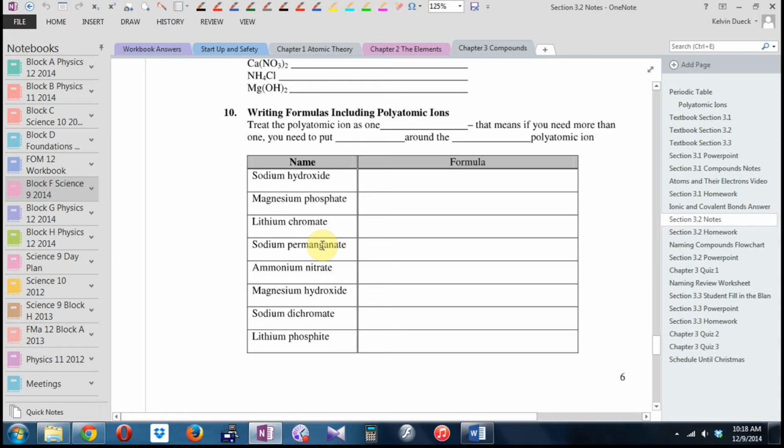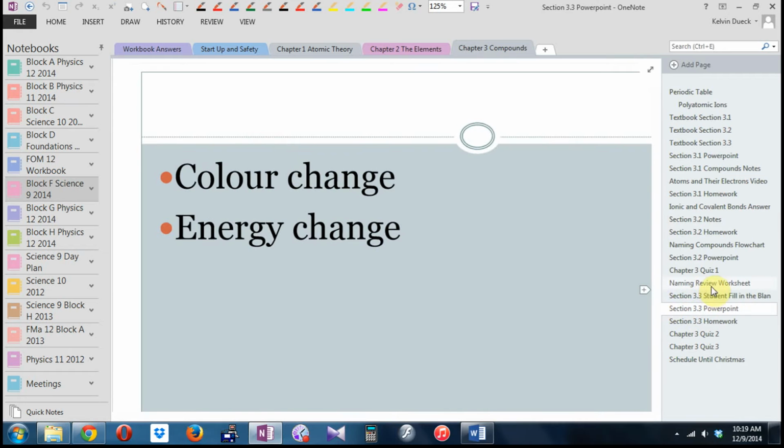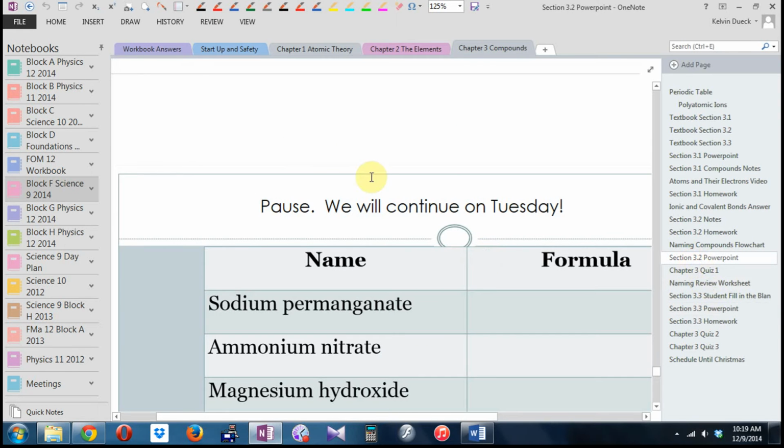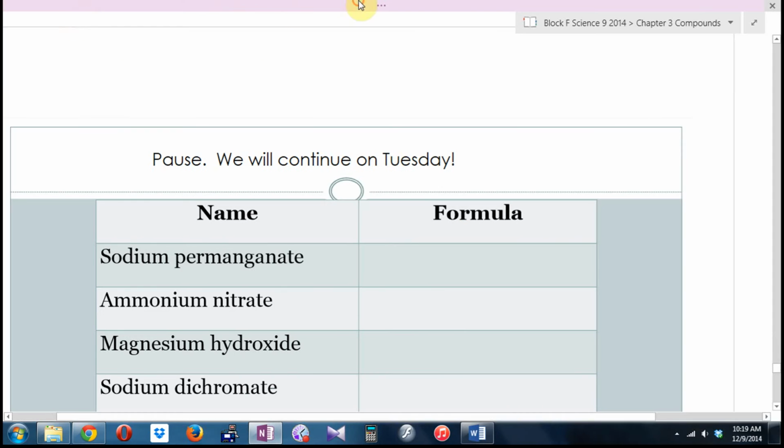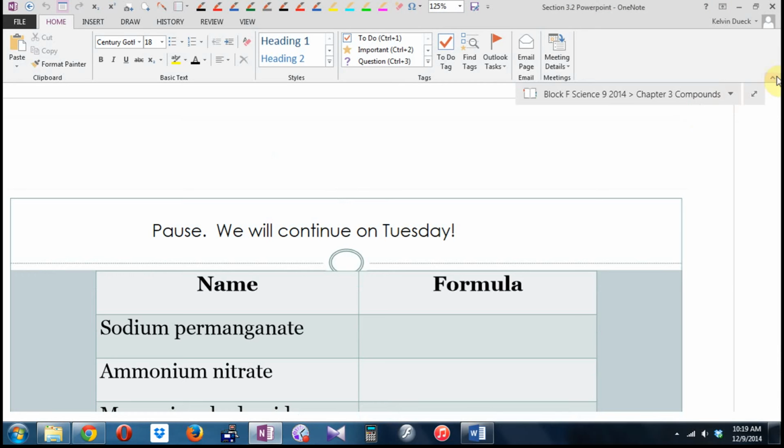On your take-home quiz today, I'm either going to give you a formula and say, tell me the name, or give you the name and say, tell me the formula. Then on Thursday, I'm going to give you another take-home quiz, same idea. Then on Friday, I'm going to give you another big take-home quiz, with lots of names and formulas, but also a bit more, because we've got one more topic to cover. So back to my PowerPoint. Oh, wrong one. This one here. It says pause. We will continue on Tuesday.